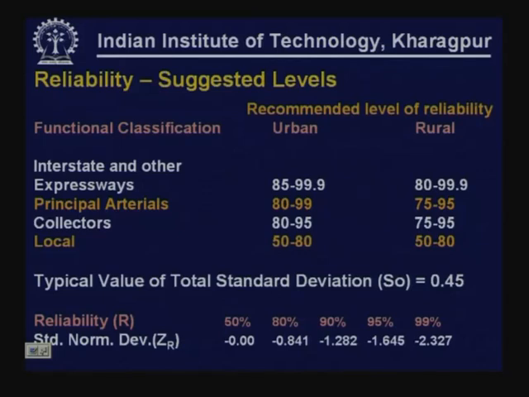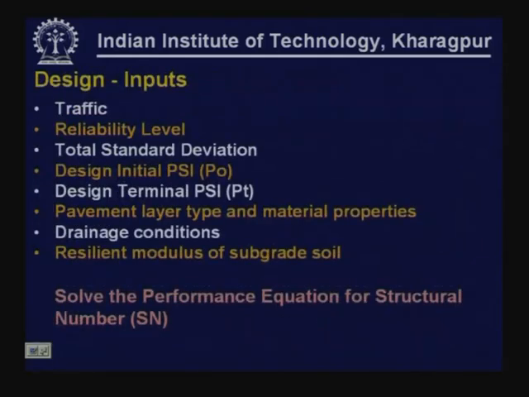Normal reliability levels that are suggested depend on the type of pavement; different levels of reliability are suggested. Obviously, for expressways, high levels of reliability, for local roads, low levels of reliability. The standard normal deviates that are used for different levels of reliability are, for 99%, minus 2.327, and for 95%, minus 1.645. So, these are standard values depending on normal distribution.